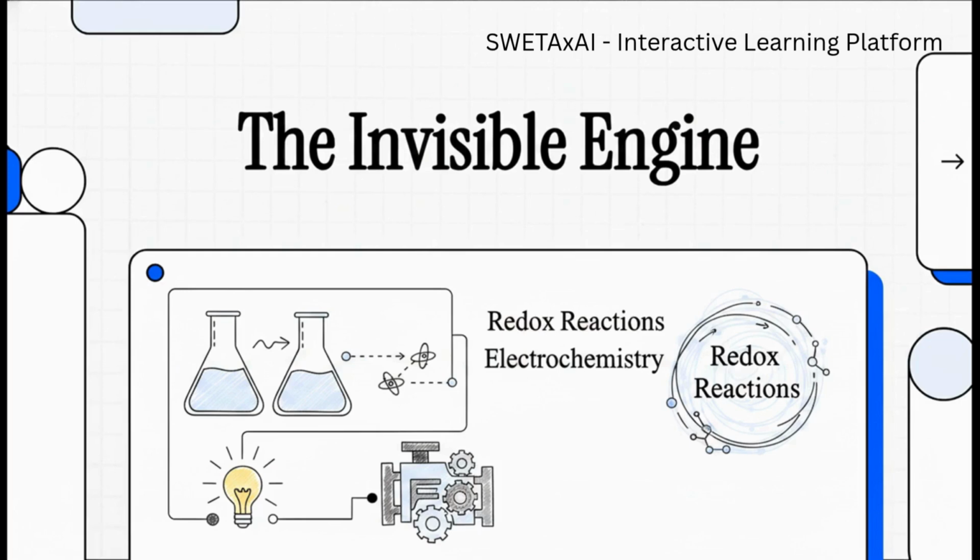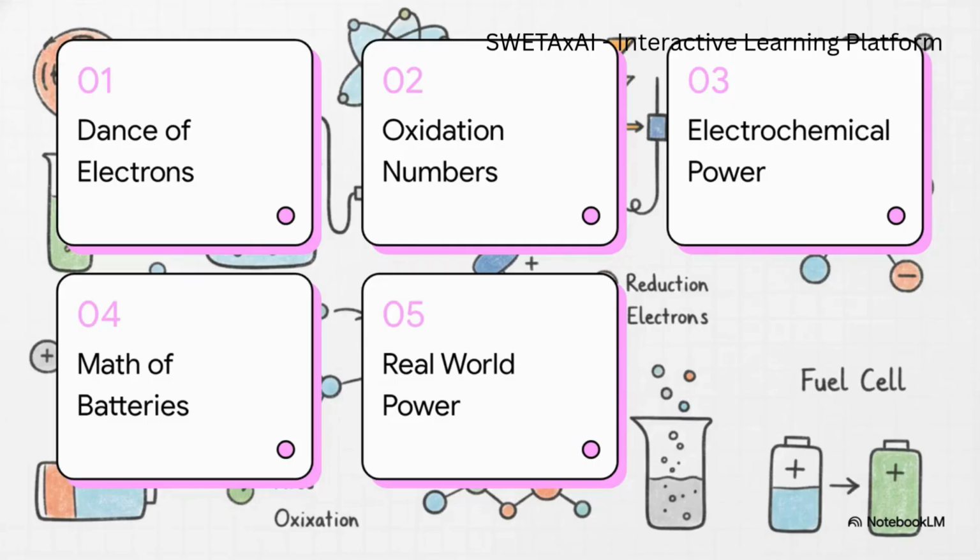We're going to see exactly how the microscopic transfer of electrons translates into the macroscopic electrical energy that literally powers our modern world. So, here is our roadmap for building this engine today. We'll start with the dance of electrons, then move to mastering oxidation numbers, followed by harnessing electrochemical power and the math of batteries. Finally, we'll wrap up with real-world power applications. We've got a lot of ground to cover, so let's get right to it.